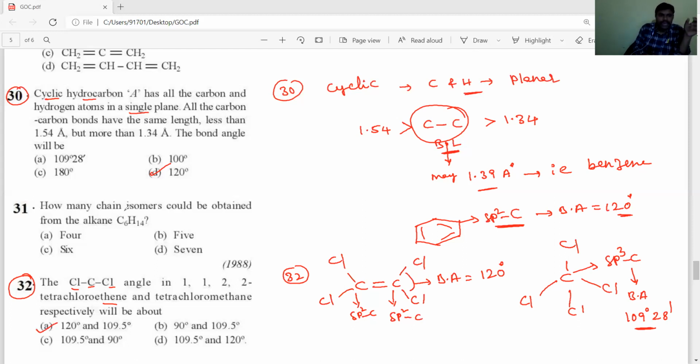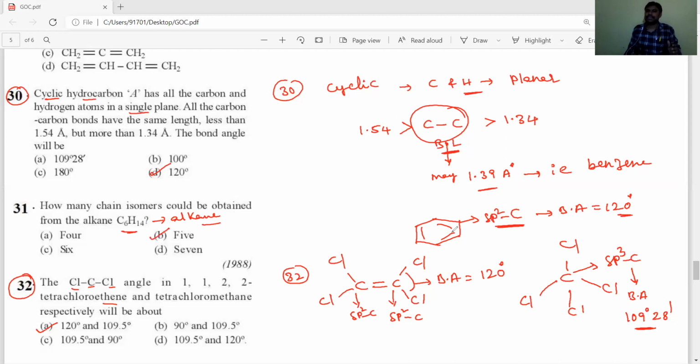What they asked: how many chain isomers will be obtained for C6H14? This is an alkane, so alkanes exhibit chain isomerism. Six carbon atoms containing alkane exhibits how many chain isomers? The answer is 5. How are we getting the 5? I will draw, and we have to remember. Minimum how many carbon atoms are required to exhibit chain isomerism for alkanes? 4 is required. Means chain isomerism exhibits from n-butane onwards, so 4 carbon atoms are required.